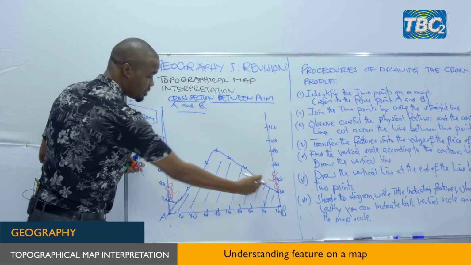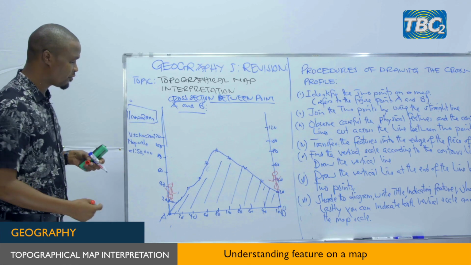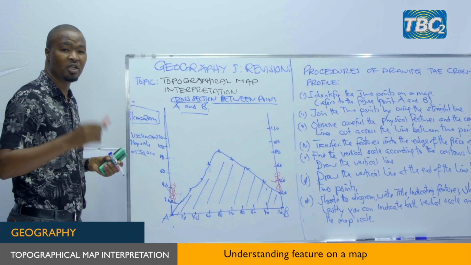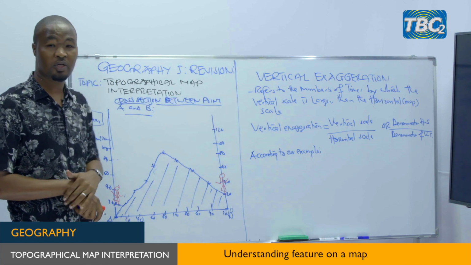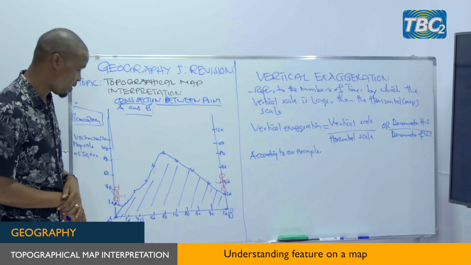Because the 2 points cannot be seen from one another. Then from there, let's see how to find what we call the vertical exaggeration or the gradient. Let's see how to find the vertical exaggeration between the 2 points on a map.